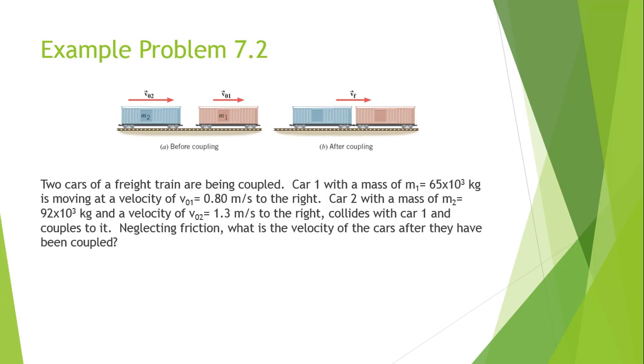So let's look at an example problem where we have two cars of a freight train being coupled. And so you have car 1 and car 2 both traveling to the right.